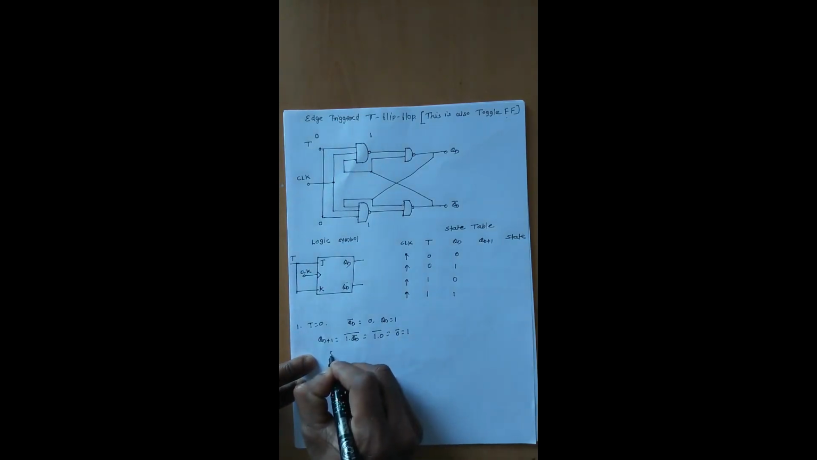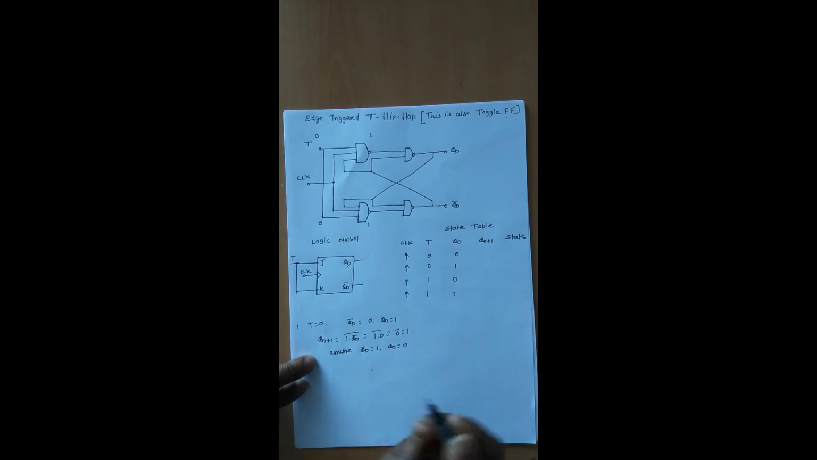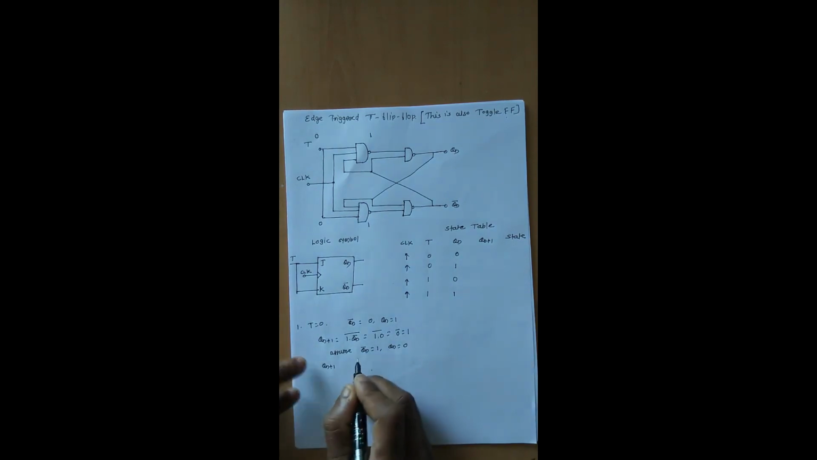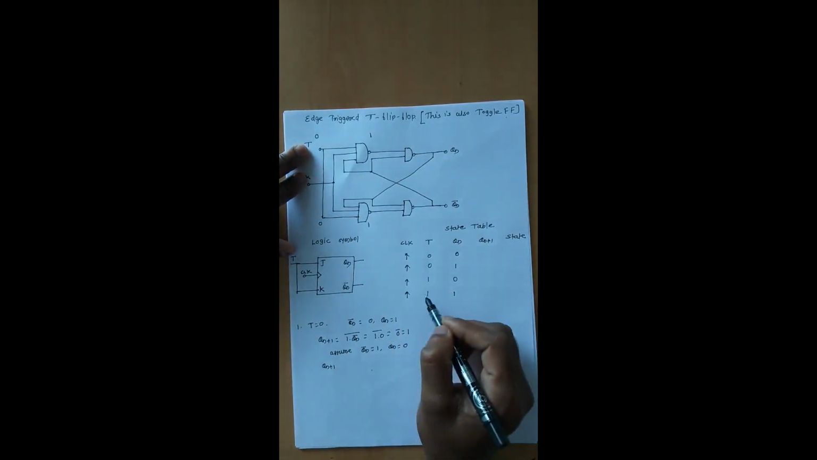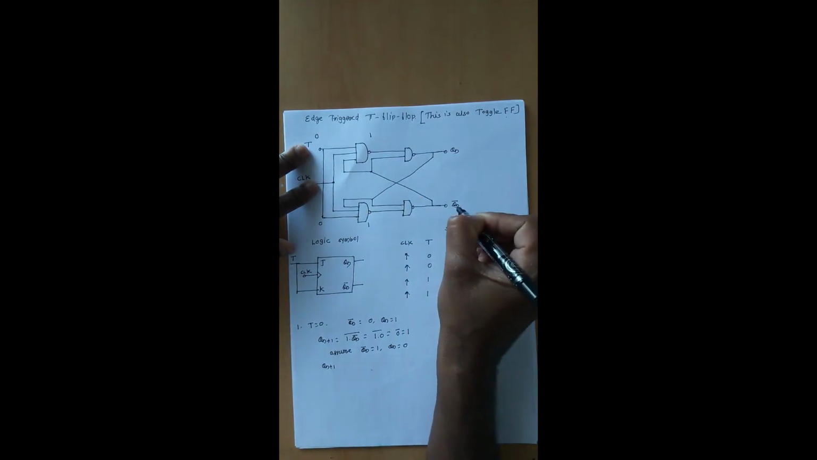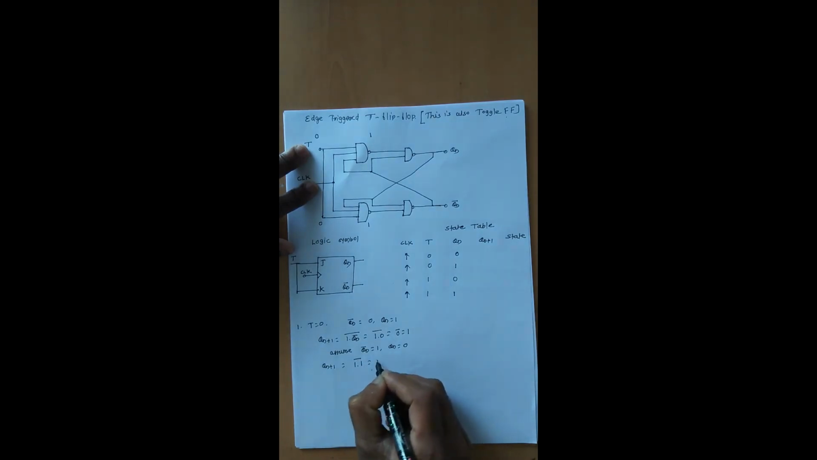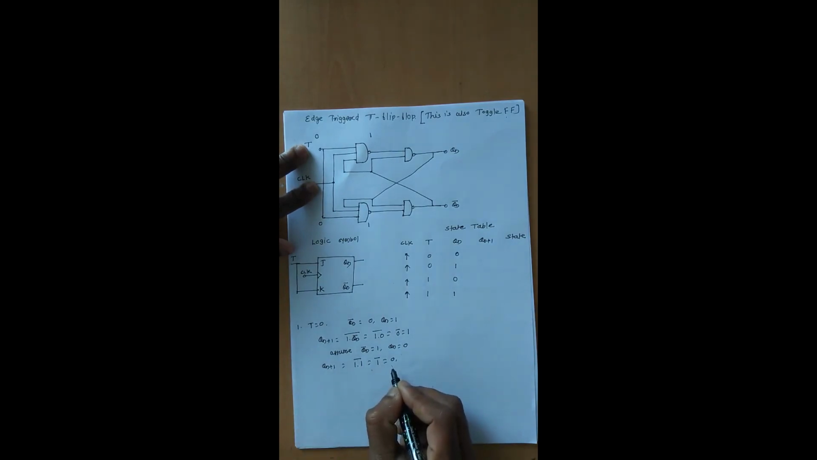Assume another condition: Q of N bar is 1 and Q of N will be 0. We are going to assume and predict some output values. So what will be Q of N plus 1? The output of the first and second NAND gate will be 1. Right now, the value of Q of N bar is 1, so 1 into 1 and its whole bar: 1 into 1 becomes 1 and its bar becomes 0. So Q of N plus 1 is equal to 0.